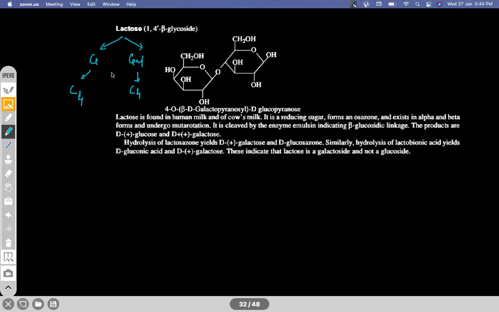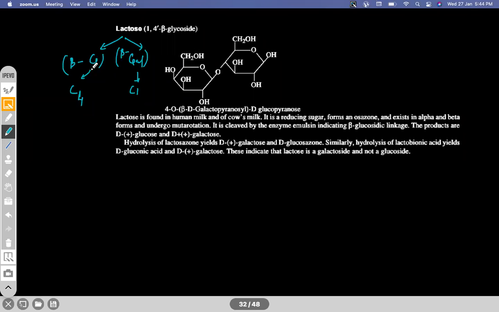Okay. So we have C4 of glucopyranose and C1 of galactopyranose. We take the beta form of glucose here, and the beta form of galactose here. Both beta form we have. Right? In the previous one, we took the alpha form of glucose. In maltose both have the alpha form. Here it is the beta form, C1 and C4 carbon. C1 of galactose and C4 of glucose is involved, right?